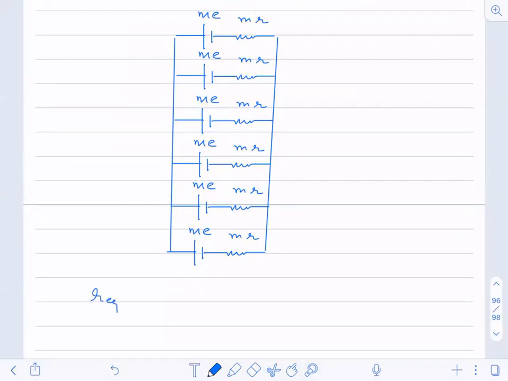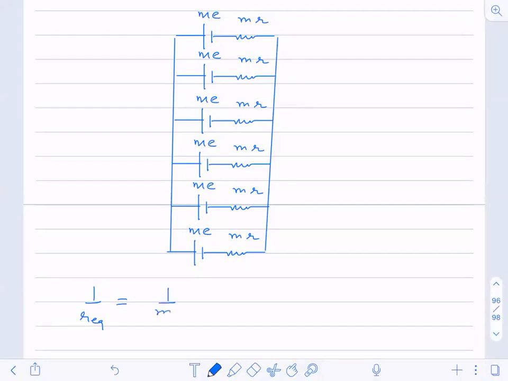What is equivalent resistance now? Yes, how will you calculate? They all are same. So if I want to find out equivalent resistance, very good, Deepika. Very good. MR by N. Balaji, very good. MR by N. Very good. I got direct answers. So 1 by R equivalent, how will I write?